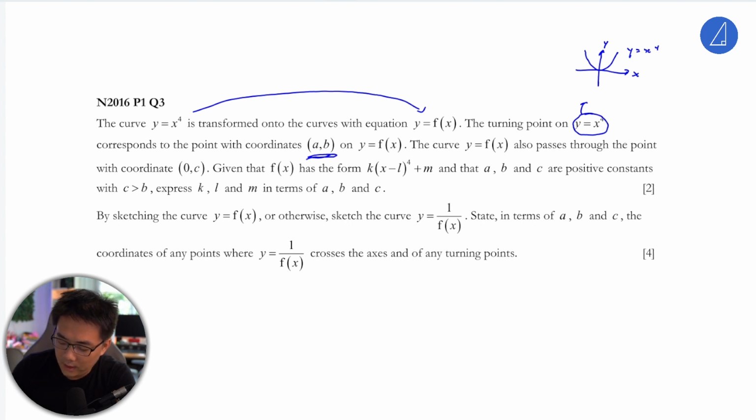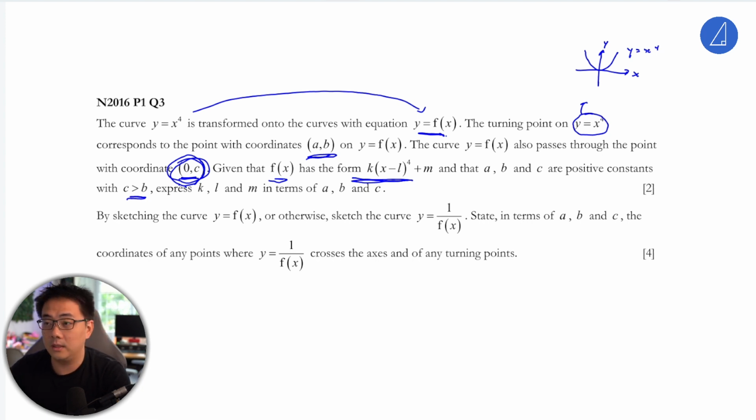The curve f(x) also passes through the point (0, c). So meaning to say, after you transform, it will pass by (0, c). Given that f(x) has this form, and a, b, c are positive constants with c bigger than b, express k, l, and m in terms of a, b, and c.